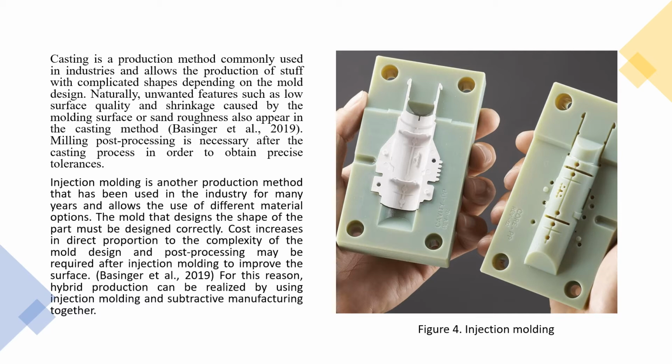Injection molding is another production method that has been used in the industry for many years and allows the use of different material options. The mold that designs the shape of the part must be designed correctly. Cost increases in direct proportion to the complexity of the mold design, and post-processing may be required after injection molding to improve the surface. For this reason, hybrid production can be realized by using injection molding and subtractive manufacturing together.